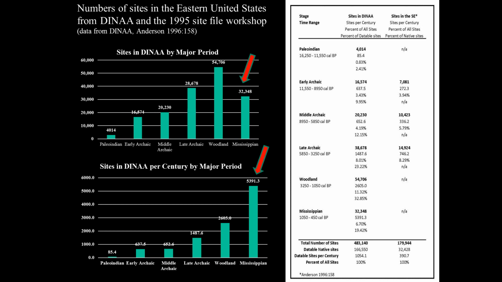Thus, while the total number of sites drops in the Mississippian following the woodland period, when these numbers are standardized per century, as you see in the bottom, a major increase is actually occurring, since the Mississippian period is only 600 years long, while the woodland period is over 2,000 years.